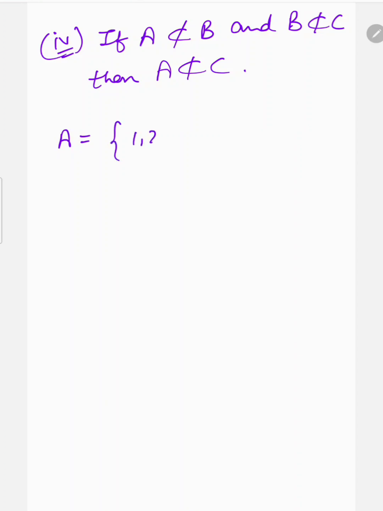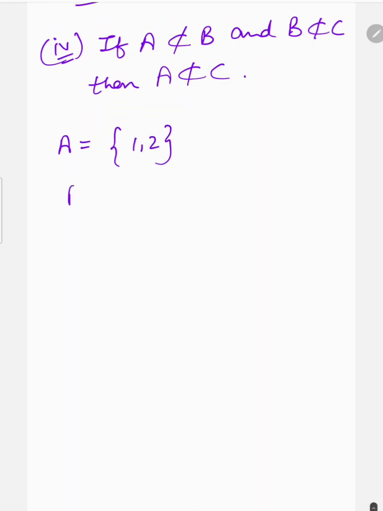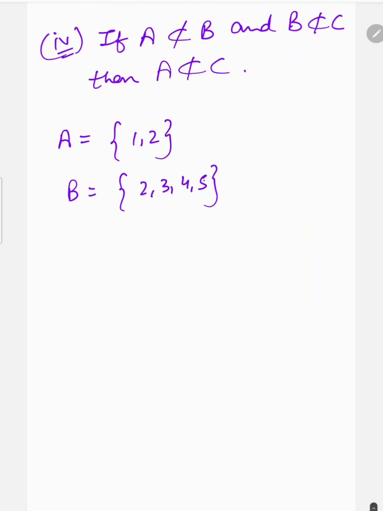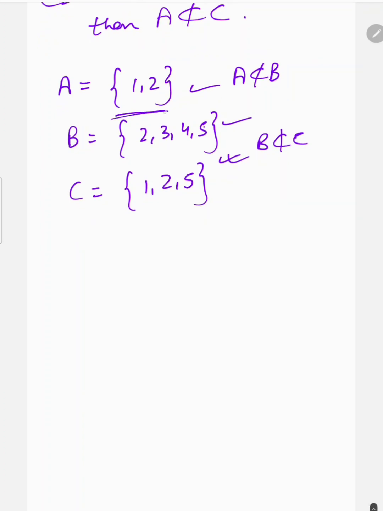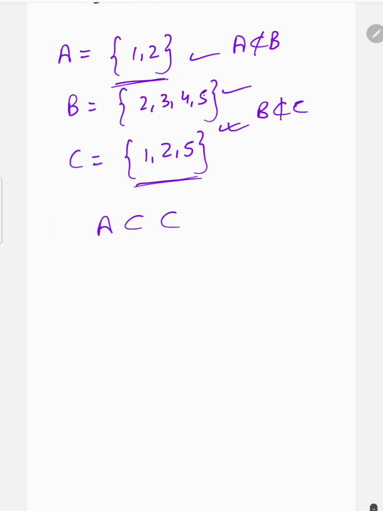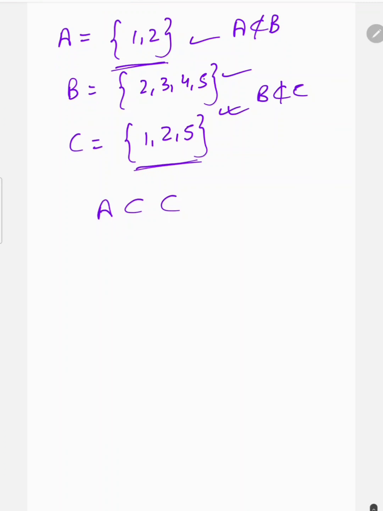A is {1, 2}. Now B is not a subset of C, so B is {2, 3, 4, 5}, and A is not a subset of B. You can see 1 is extra, and B should not be a subset of C. Let's take C as {1, 2, 5}. See here, A is not a subset of B. Yes, true. B is not a subset of C according to our example. Yes, it is also true. But see, A and C, A turns out to be a subset of C.